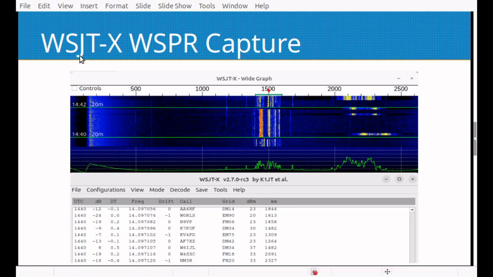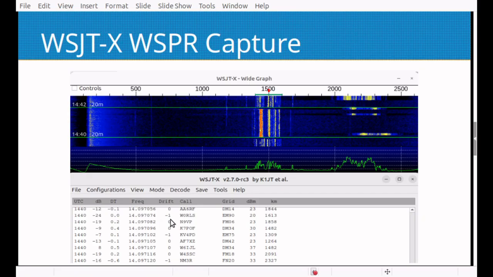So here's what WSJT-X WSPR capture looks like on my computer using the 7600 as the transceiver. This is the waterfall display, and here we see at 1500 hertz, and this is an audio signal that's being received, filtered, and decoded by WSJT-X. We see the waterfall in the various channels that are operating within that. So these streaks that we see coming down here represent the 6 hertz particular channels that are transmitting.